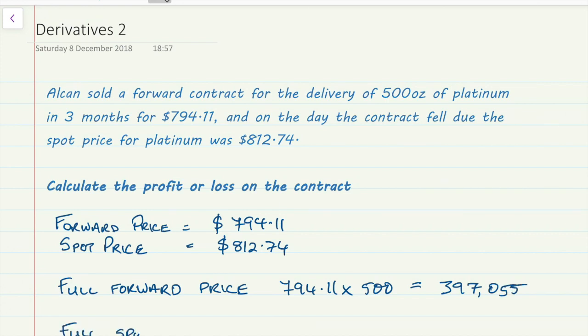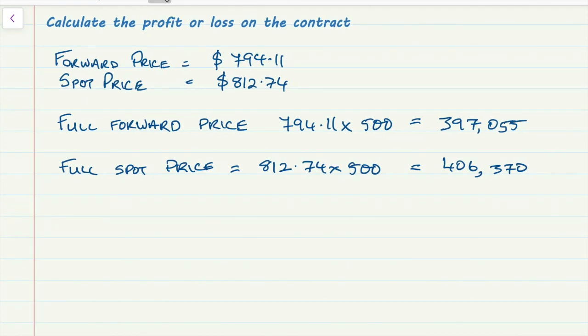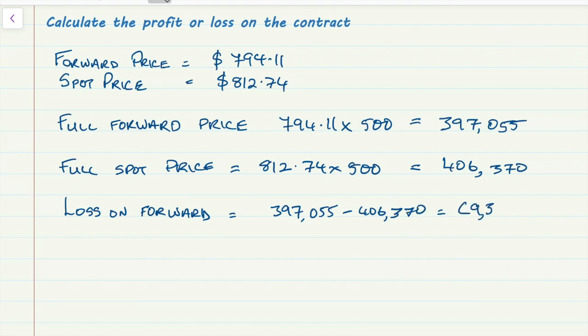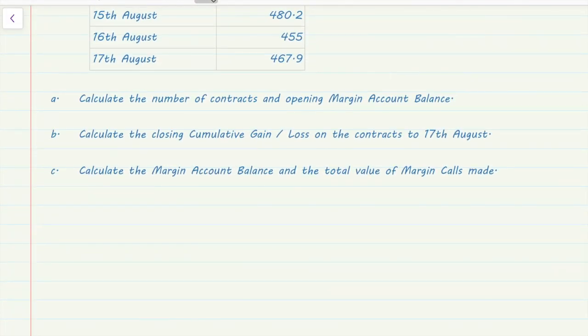$397,055. The full spot price on that day would have been the 812.74 by 5,000, which would have been $406,370. Therefore, we sold on the contract at a lower price than we could have got spot, and therefore we're going to make a loss. And therefore, if we subtract one of those from the other, we make $9,315 loss.